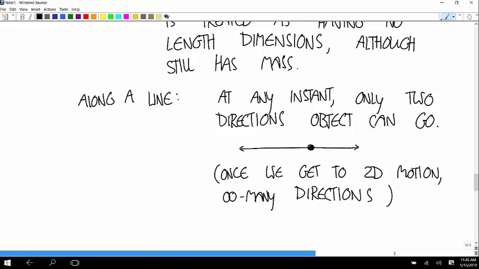Vectors. Have you heard those before? Done those a little bit in math? So when we're doing motion along a line, we have plus and minus to do our directions, and that's all we need. Once we get to 2D, we're going to introduce this mathematical thing, vectors, and we're going to have to use those vectors to define directions.